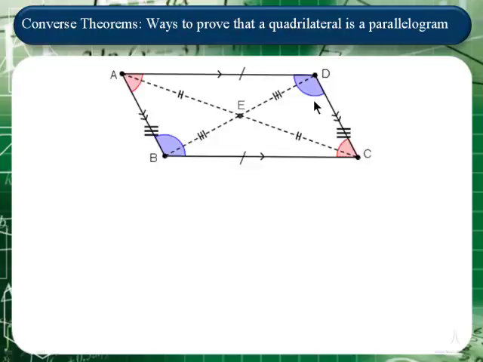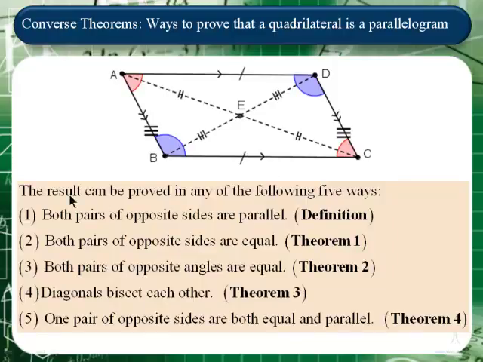We now consider the converse theorems. In other words, which ways do we have to prove that a quadrilateral is a parallelogram? Now here I've summarized all the properties that we've proved. So if we want to prove that a quadrilateral is a parallelogram, it can be proved in any of the following 5 ways. If you can prove that pairs of opposite sides are parallel, then it will be a parallelogram according to the definition. If you can prove that both pairs of opposite sides are equal, then according to our theorem 1, it will be a parallelogram.